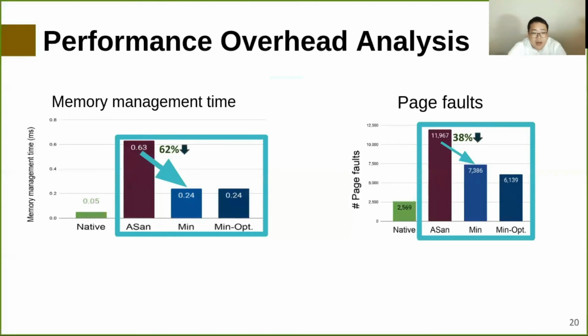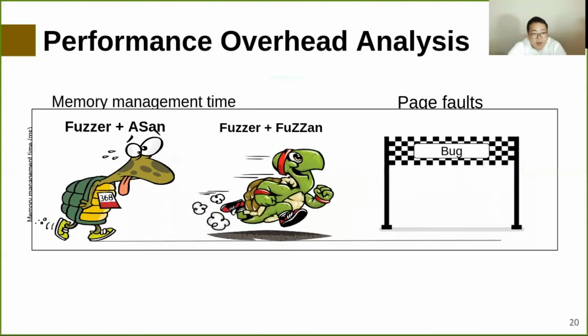And second, like the two optimizations with the min shadow memory mode, our two optimizations further reduced the overhead and reduced the number of page faults by around 60% by removing unnecessary operations. Because of this, when the tester selects Fuzzan instead of the Address Sanitizer, it will help to find bugs faster given the same amount of time.